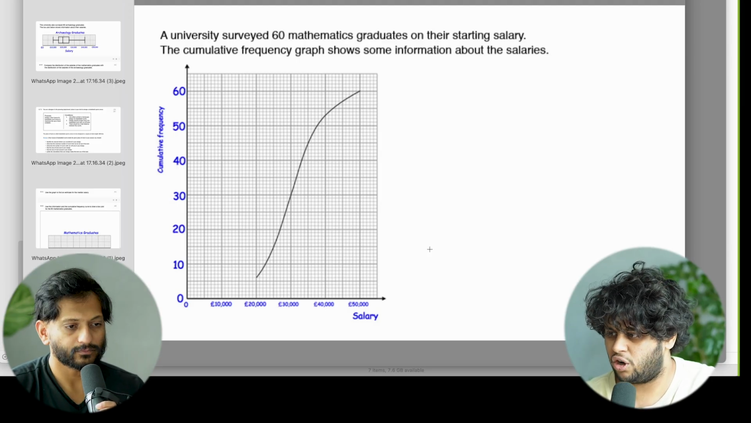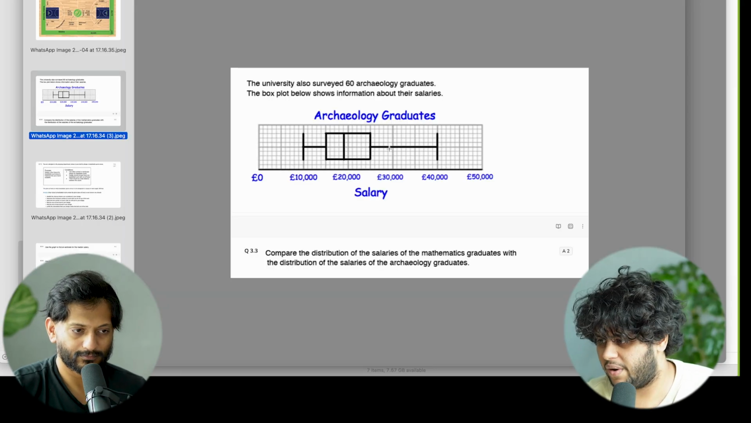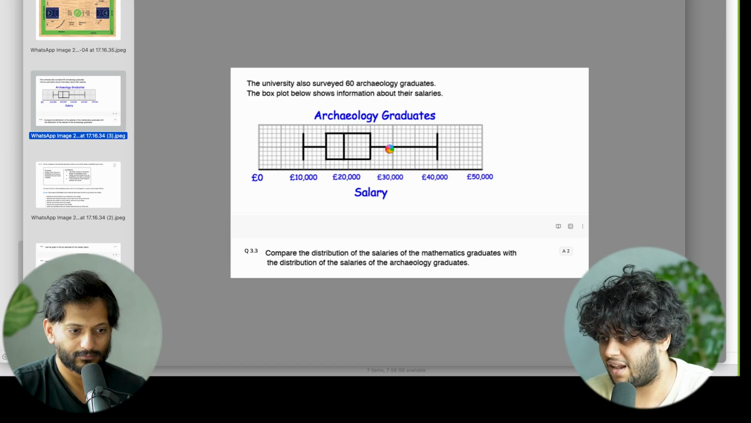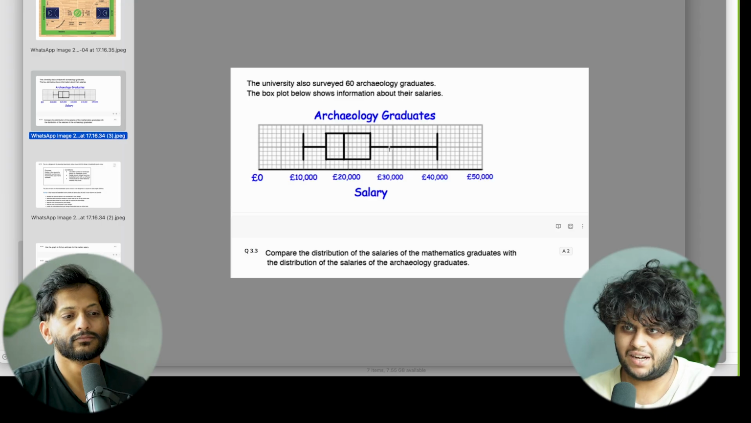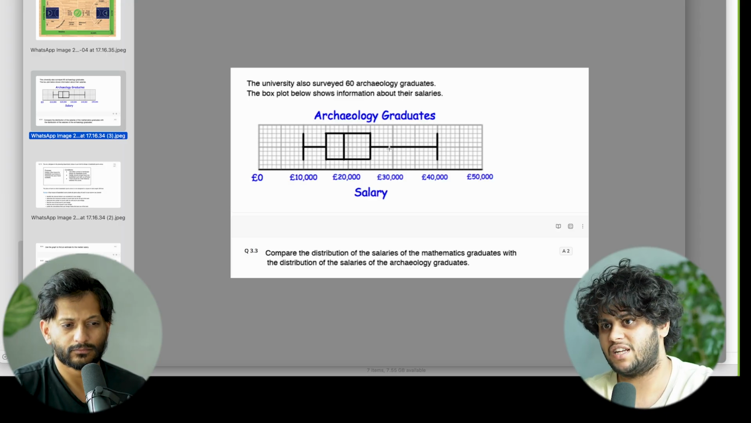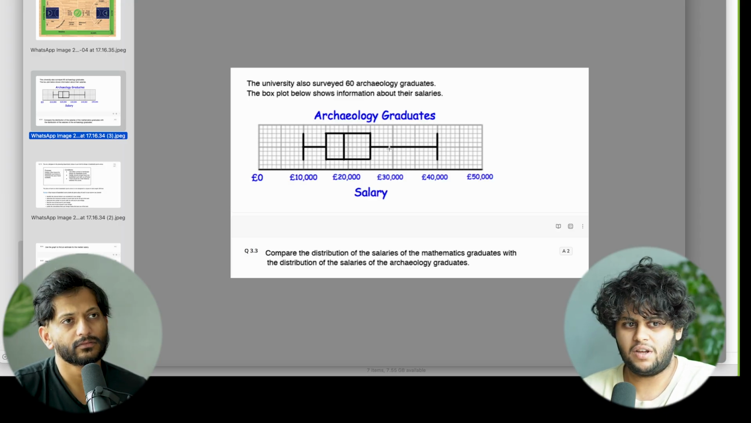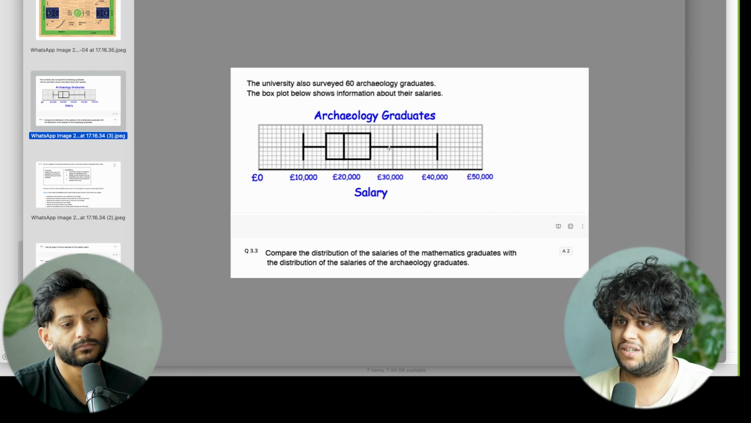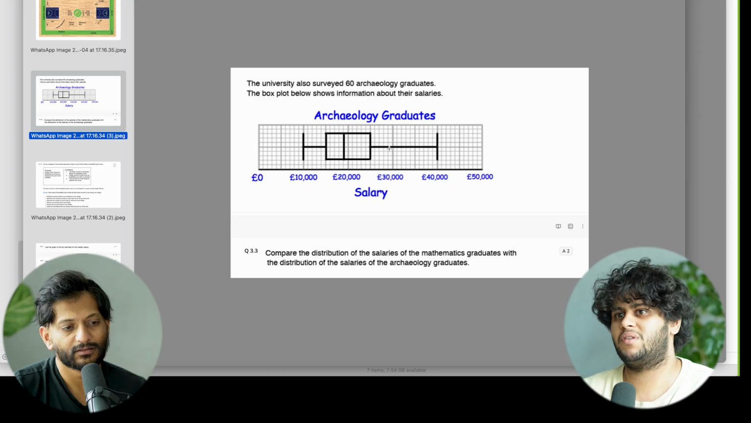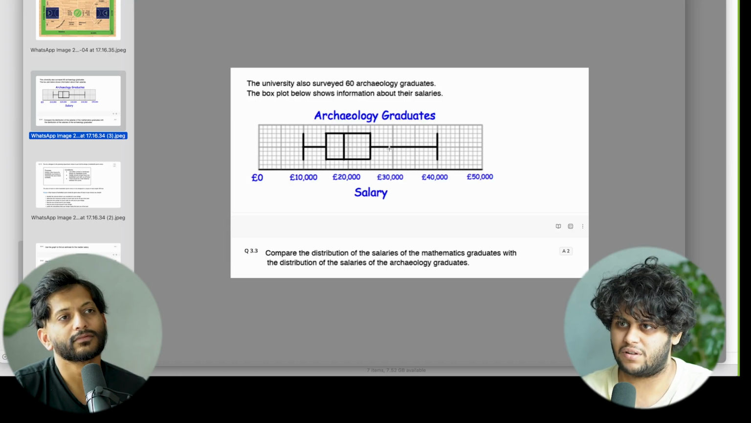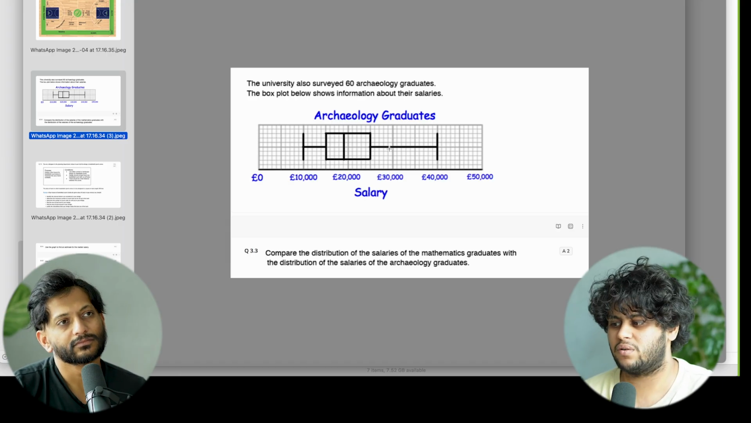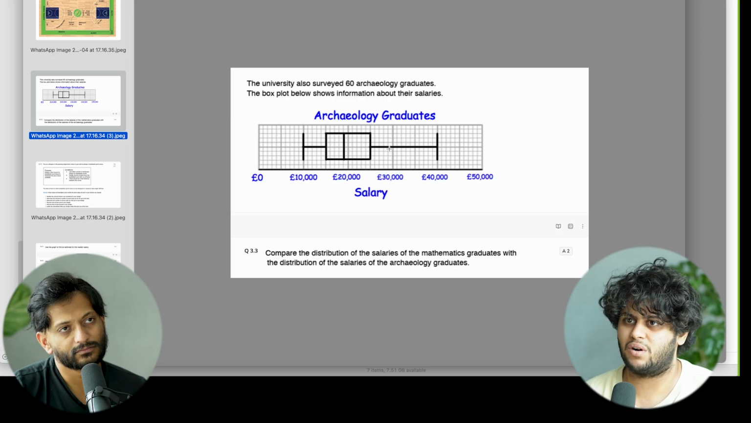But at the end of this question, if you look at the question over here, it says compare the distribution of the salaries of mathematics graduates with archaeology graduates. So they're taking the statistical calculations that you've done, and then they are saying to talk about who gets paid more, who gets paid less, depending on the statistics. Which is not something an IGCSE would ask. It would stop at, draw the diagram and that's it. Do not bother analyzing it further. So the analysis part of it is done in MYP, which is not done in IGCSE.